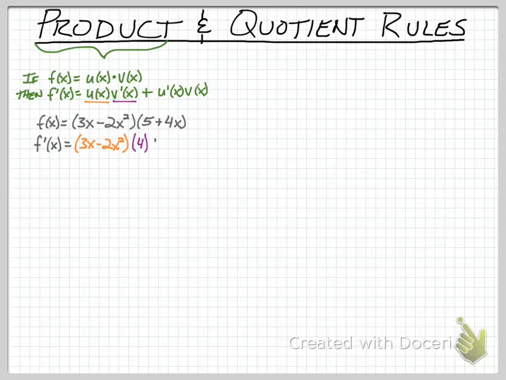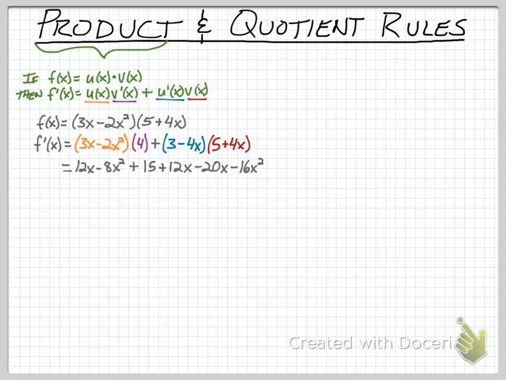Then we're going to add u prime of x. So we're going to take the derivative of the first piece, and that's going to be 3 minus 4x. And then we're going to take v of x, which is just bringing down 5 plus 4x. Now we will multiply and simplify: 12x minus 8x squared plus 15 plus 12x minus 20x minus 16x squared. Do this on your paper, make sure that everything I did is correct, and let me know if I did anything incorrectly here. But when we simplify, we get negative 24x squared plus 4x plus 15.